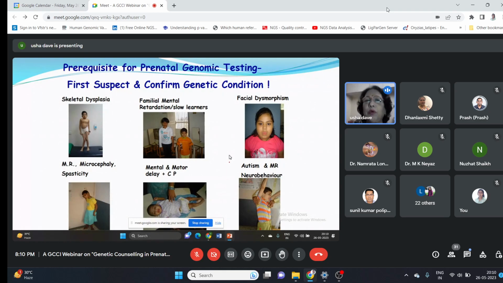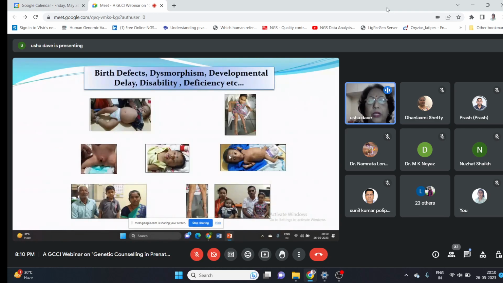So first is when you have a very apparent Down syndrome, or a familial X-linked mental retardation, skeletal dysplasia, autism also. Or there could be autistic features, congenital anomalies, CP, etc. Very obvious, and you suspect something like that. There could be birth defects in the family history, three generations.